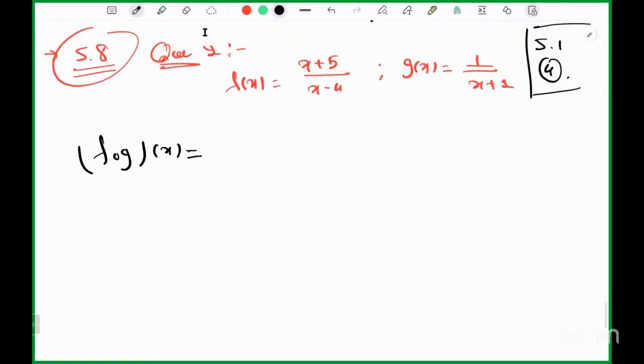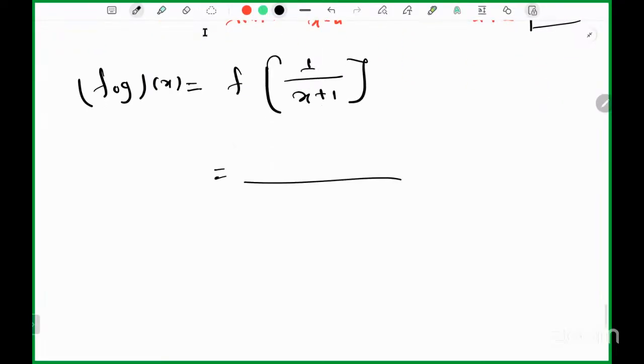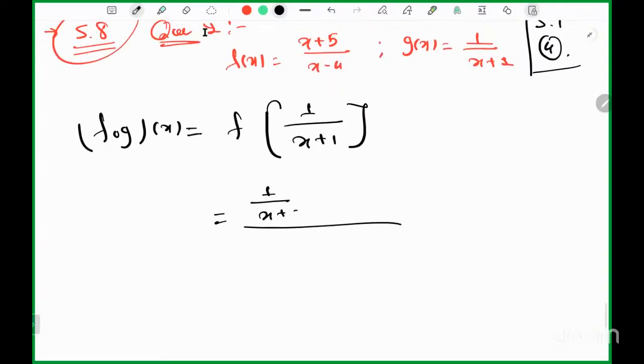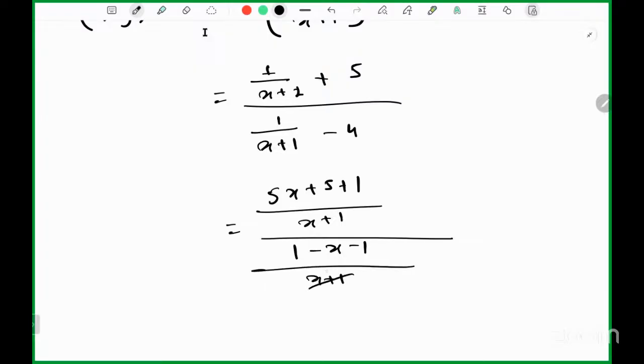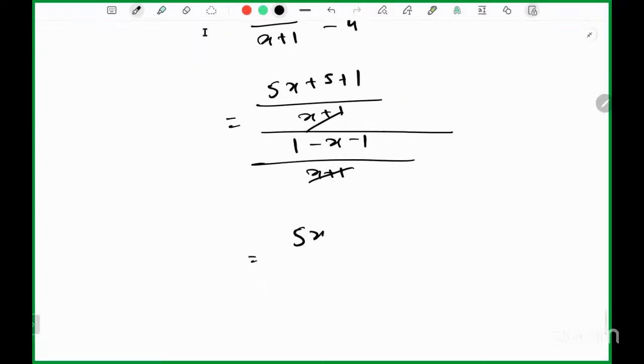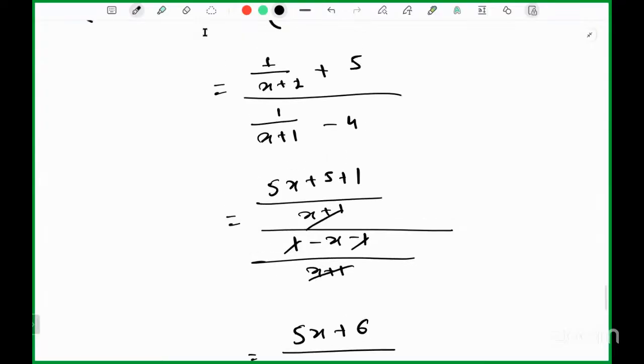So here you just have to compute the composition. It's only 1 upon x plus 1, so in place of x, you just have to put x plus 1. It will become 1 upon x plus 1 plus 5, and 1 upon x plus 1 minus 4. Doing the calculation, it becomes 5x plus 5 plus 1 upon x plus 1, and then 1 minus x minus 1 upon x plus 1. The x plus 1 cancels out. We have 5x plus 6 upon minus x, the 1 and minus 1 cancel out. And there is no option like this, so there is an ambiguity in this question. None of the options are correct.